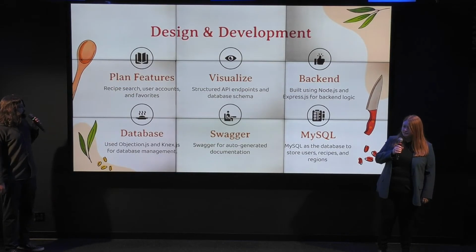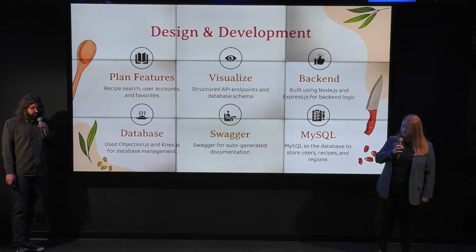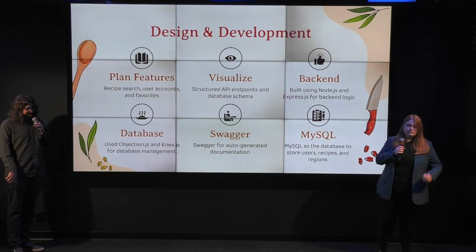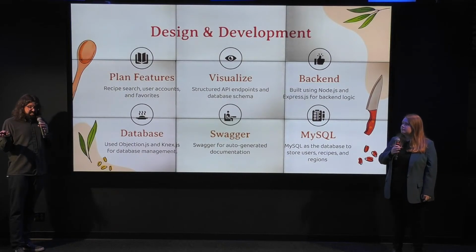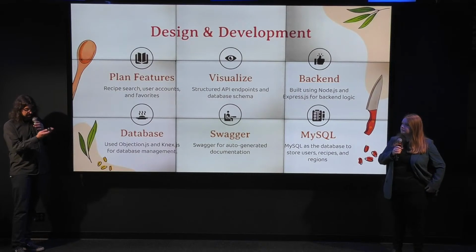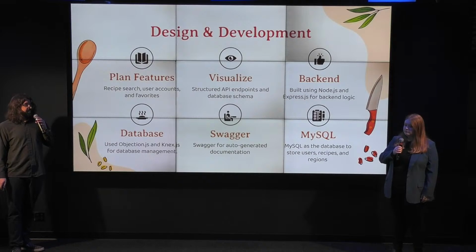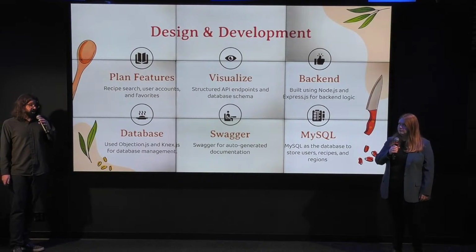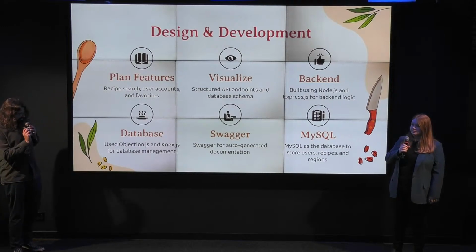All right, so as far as features go, it's pretty simple. You can search for recipes, you can make an account, you can favorite recipes to look them up later. It is an API built on Node and Express with a MySQL backend connected by the Objection ORM and the Knex Query Builder. And all the documentation was made using Swagger, which is super cool. Yes, it was very cool.